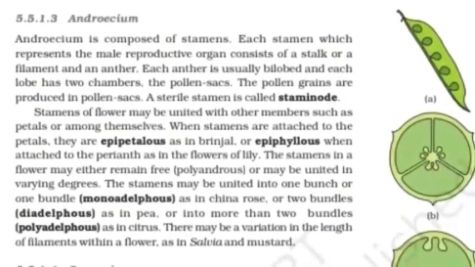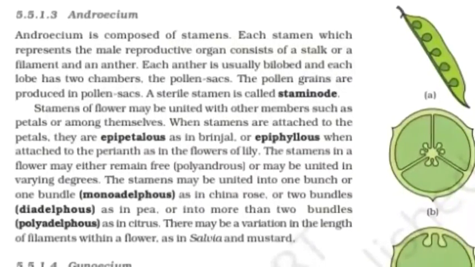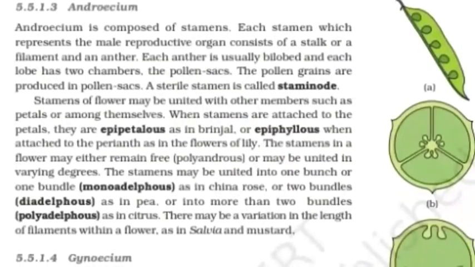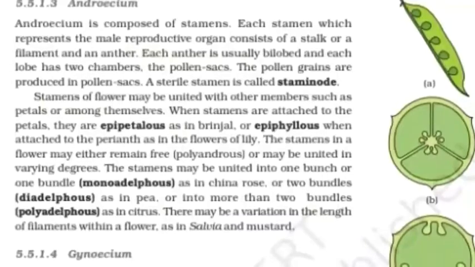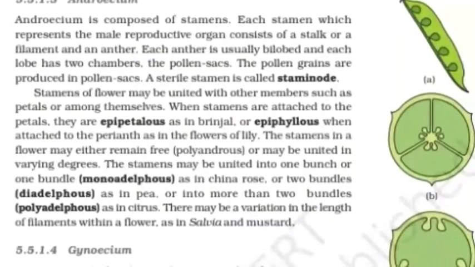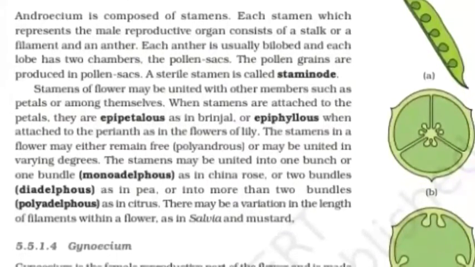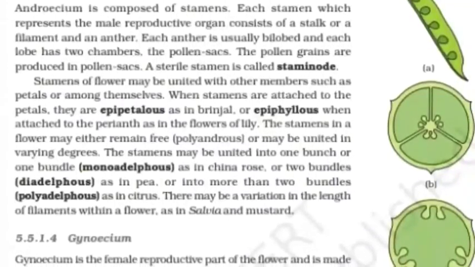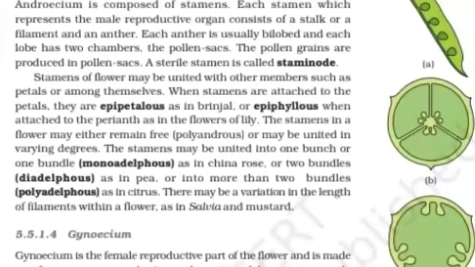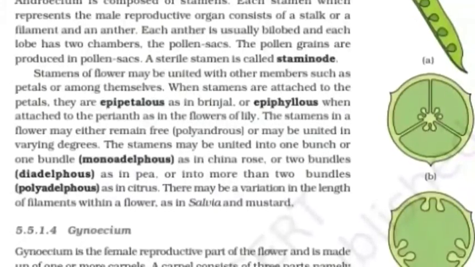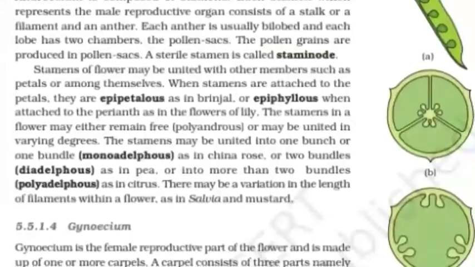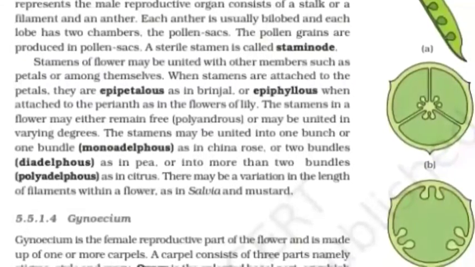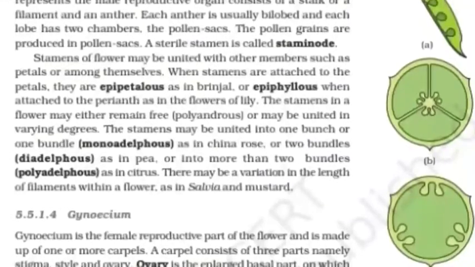A sterile stamen is called staminode. Stamens of flowers may be united with other members such as petals or among themselves. When stamens are attached to the petals, they are epipetalous, as in brinjal, or epiphyllous when attached to the perianth, as in the flower of lily.